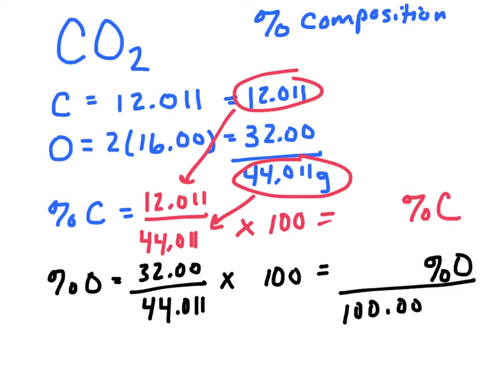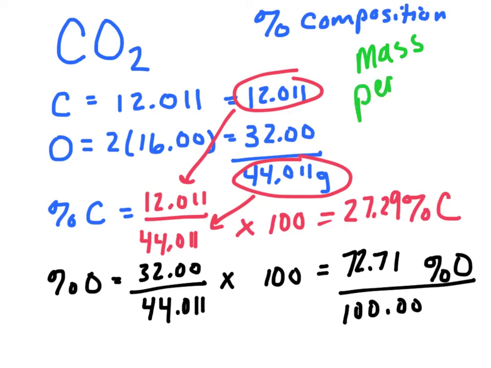For the carbon, I got 27.29. For the oxygen, I got 72.71%. You add those together and you would get 100. Besides percent composition, this is also known as mass percent. So if you see it listed as mass percent, that's another way to look at it.